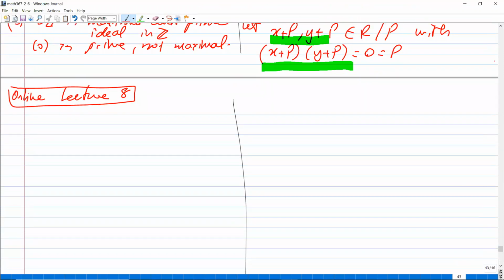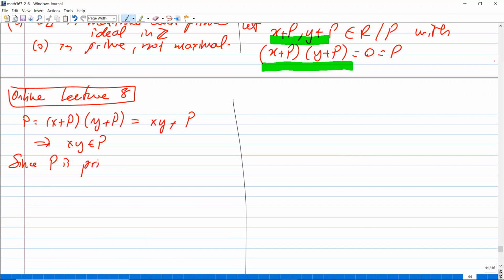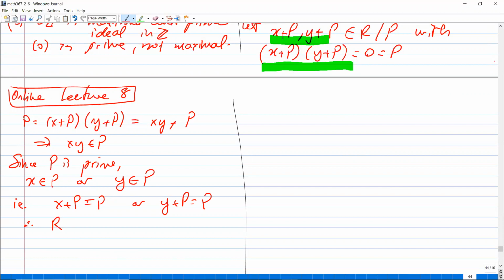So x plus P times y plus P, by definition, is x times y plus P, which equals P. That means x times y is in P. Since P is prime, either x is in P or y is in P. So either x plus P is equal to P or y plus P is equal to P. And remember, P is equal to 0. Therefore R over P has no zero divisors. Hence it's an integral domain.